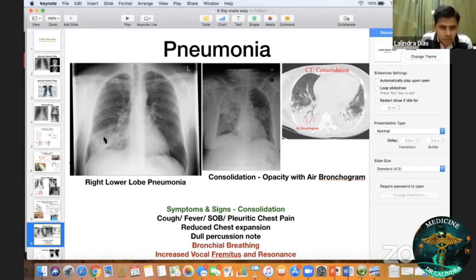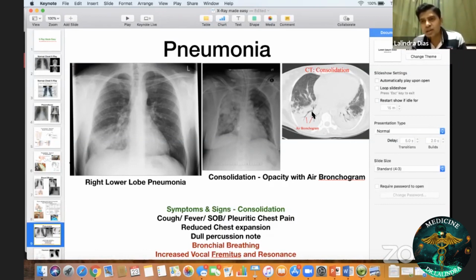Now look at this, follow this. Can you see these black shadows here? Black shadows, either rounded or tubular. I don't know whether you can see it in the middle film, but in this CT scan, obviously you can see these black colored lines over the consolidation. These are what you call air bronchogram. The black colored lines that you see inside these whitish shadows are called air bronchogram.